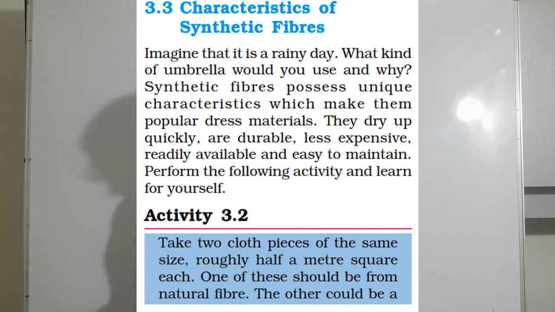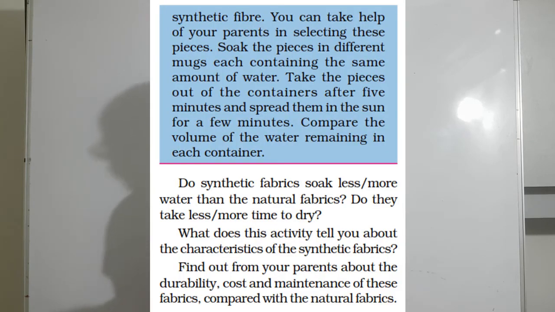Activity 3.2. Take two cloth pieces of the same size, roughly half a meter square each. One of these should be from natural fibers, the other could be from synthetic fibers. You can take help of your parents in selecting these pieces. Soak the pieces in different mugs, each containing the same amount of water. Take the pieces out of the containers after 5 minutes and spread them in the sun for a few minutes. Compare the volume of the water remaining in each container.